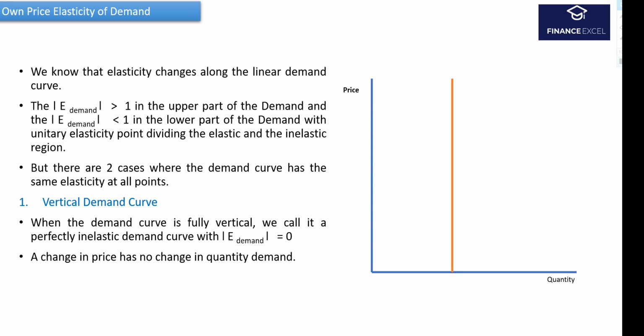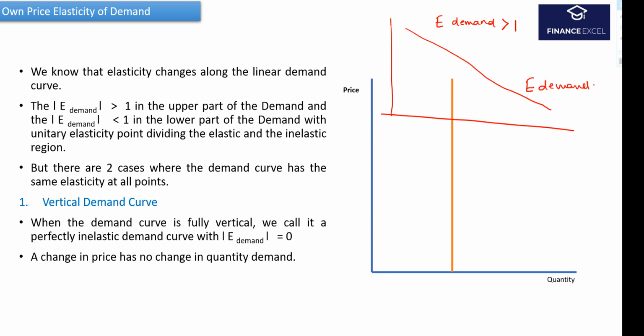Coming to the next point, guys, we know that elasticity of demand for a product changes along the linear demand curve, right? In the upper part of the demand curve, the absolute value of elasticity of demand is greater than 1. And in the lower part of the demand curve, the absolute value of elasticity of demand is less than 1, right? The unitary elasticity point divides the elastic region and the inelastic region. Above the unitary elasticity point, the demand curve would be elastic, and below it, the demand curve would be inelastic.